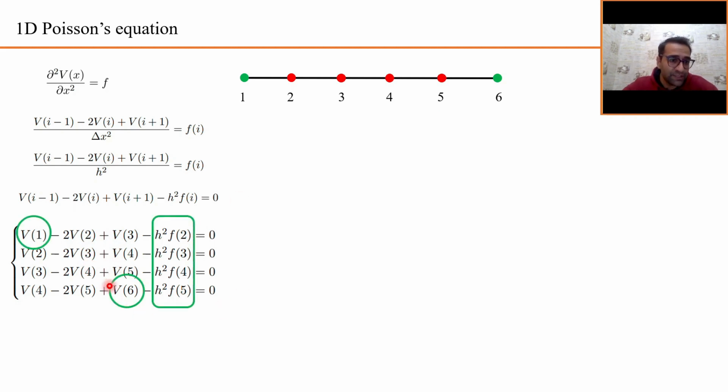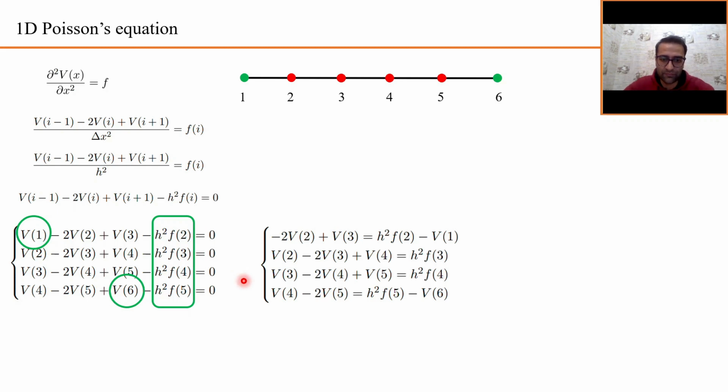From the boundary conditions, we know that v1 and v6 are known. h is some constant, and it is known. f is known. Therefore, let's put all these known values on the right hand side of this system of equations. What we get is the following system of equations. You can pause the video and check every equation very simply. Therefore, this is the new system of equations.